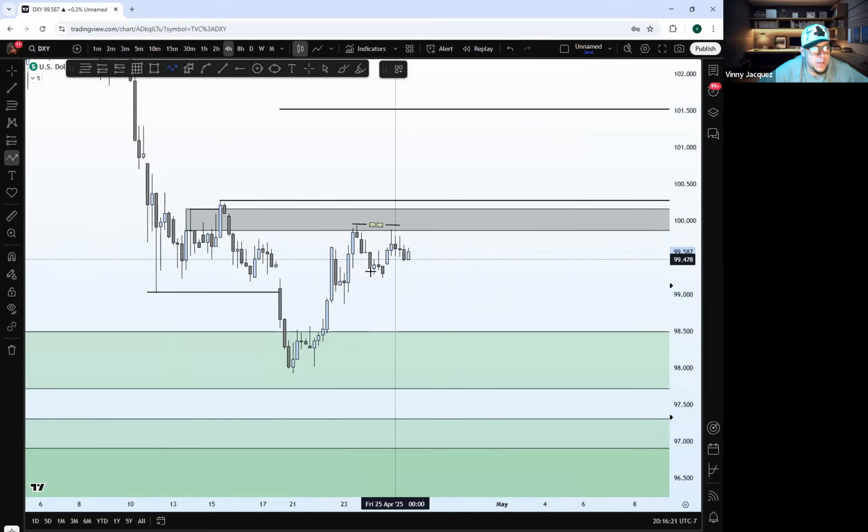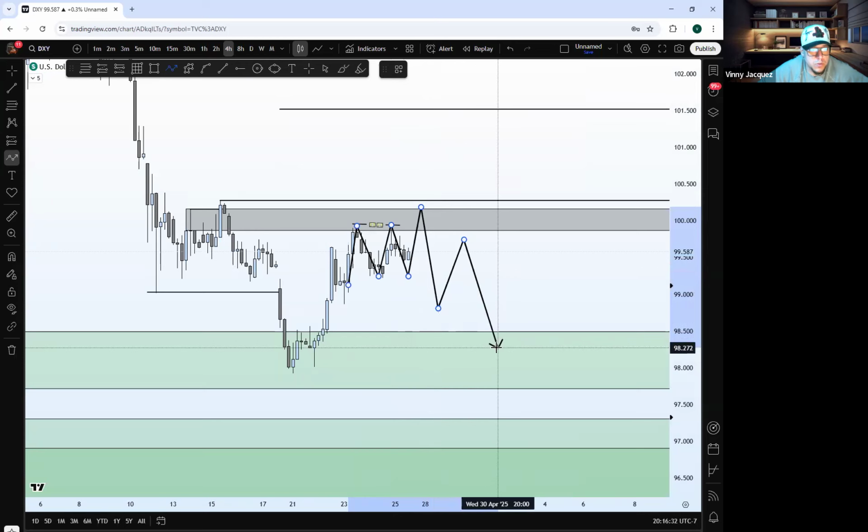If we hold this zone, this would be my left shoulder because I can already see the consolidation. If we peak and close above, that's awesome. And if we can continue down, that would be great. So we can go ahead and look for some more scenarios.